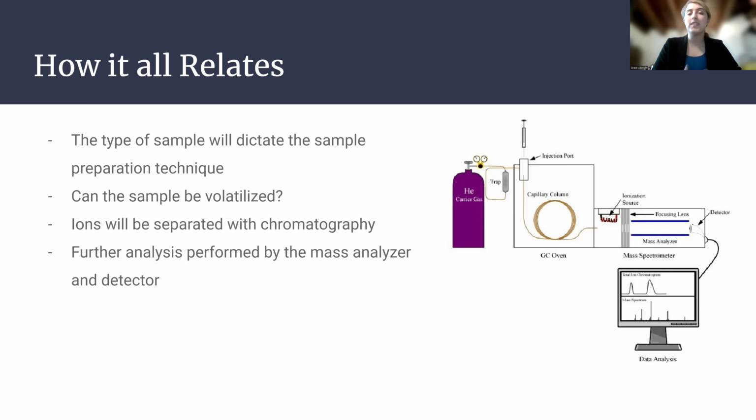Now, ions are going to be separated with chromatography at the start, but then further analysis is going to be performed by the mass analyzer and the detector. And again, the type of chromatography will help to determine what type of mass analyzer and detector is good to pair with it. This way, at the end of it, you not only have chromatography, where the result is the chromatogram, you're also going to have a spectrogram to go along with it and provide you with much more information as well as a clearer result.